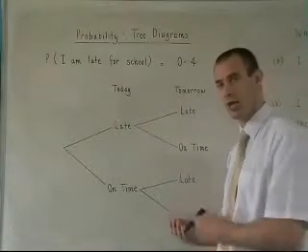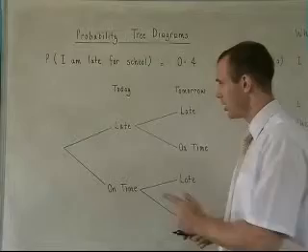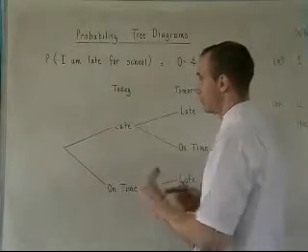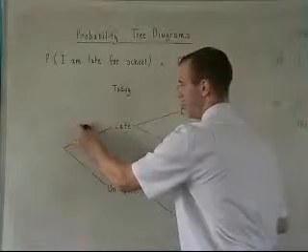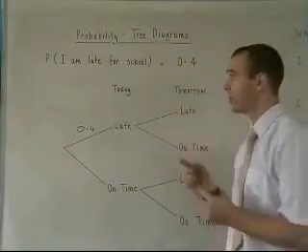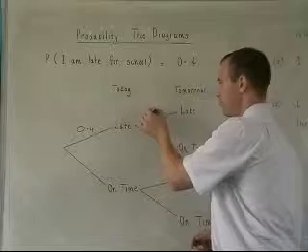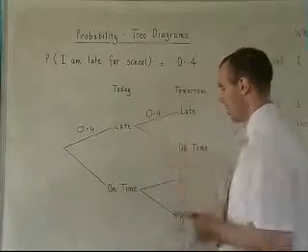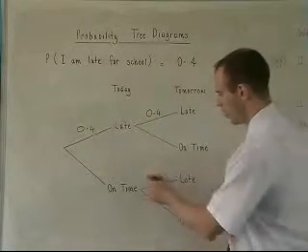So we can use that to label our tree diagram. Here we have late today, 0.4. Tomorrow again, late, 0.4. And again, down here, 0.4.